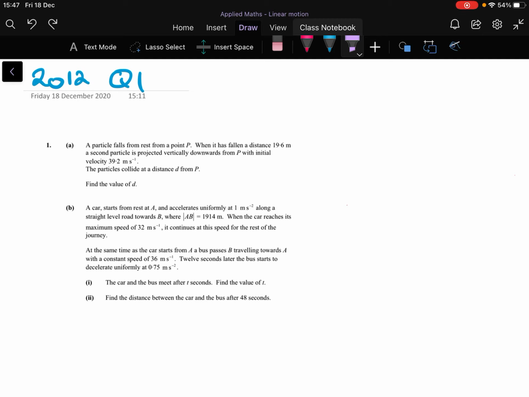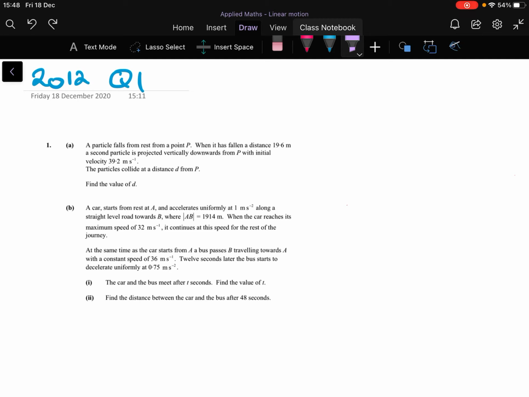It says a particle falls from rest from point P. When it has fallen a distance of 19.6 metres, a second particle is projected vertically downwards from P with initial velocity of 39.2 metres per second. The particles collide at a distance d from P. Find the value of d.